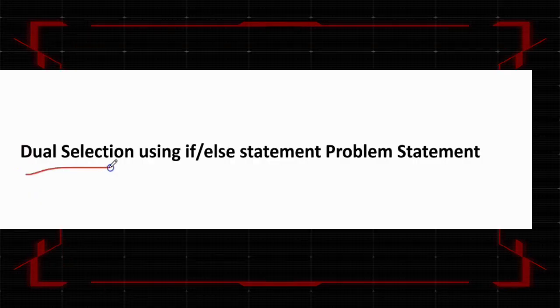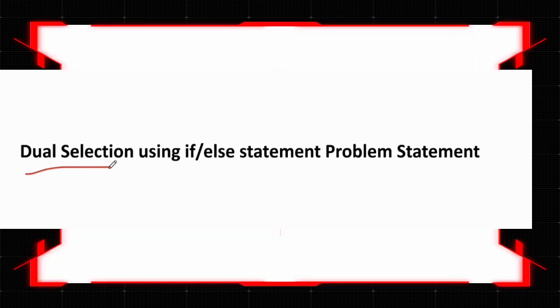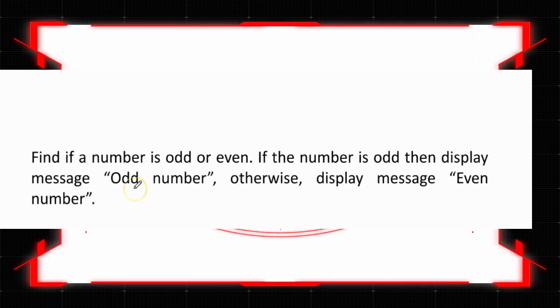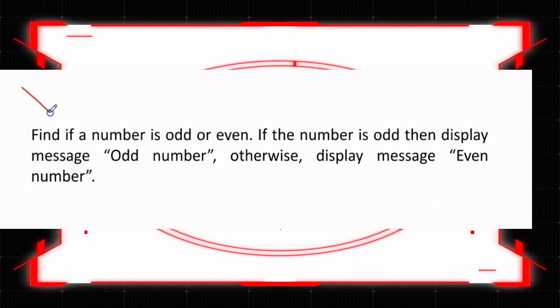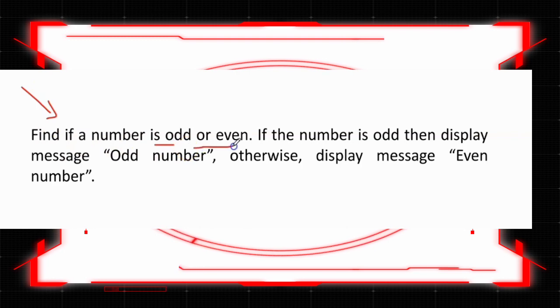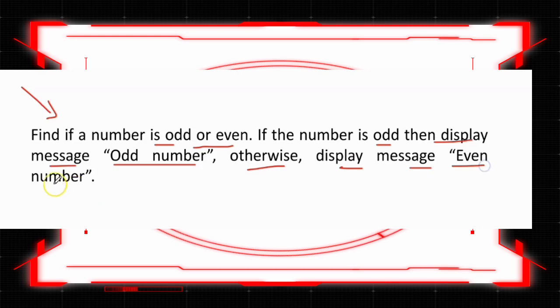Okay, next part we continue with dual selection using if-else statement. So for the first question, find if a number is odd or even. If the number is odd, then display message odd number. Otherwise, display message even number.